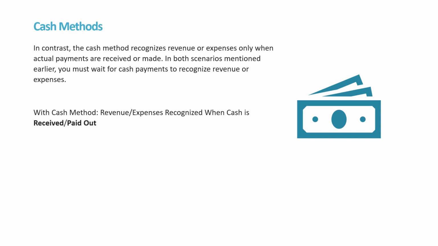Now let's take a look at the cash method. This method operates differently from the accrual method. With the cash method, we recognize revenue or expenses only when we actually receive or make payments. In the examples I mentioned earlier, you would have to wait for the cash payments to come in or go out before recognizing revenue or expenses. In simple terms, under the cash method, revenue and expenses are recognized when the actual cash is received or paid out.